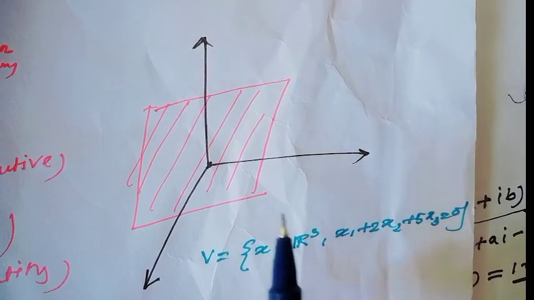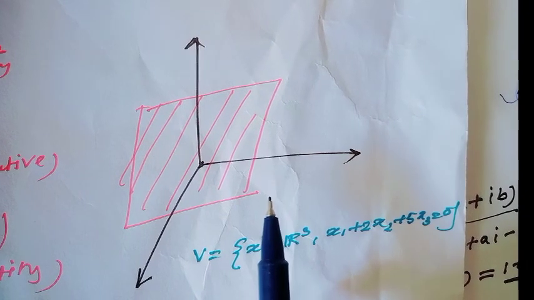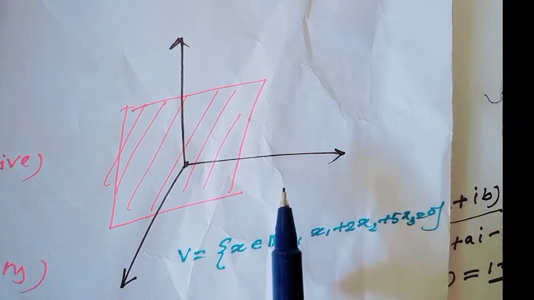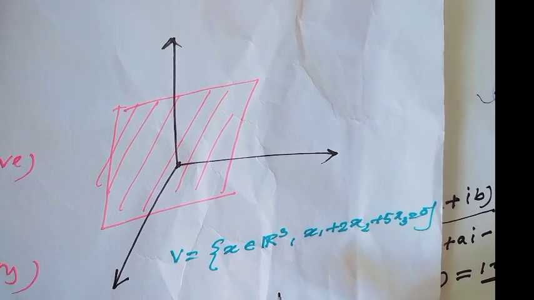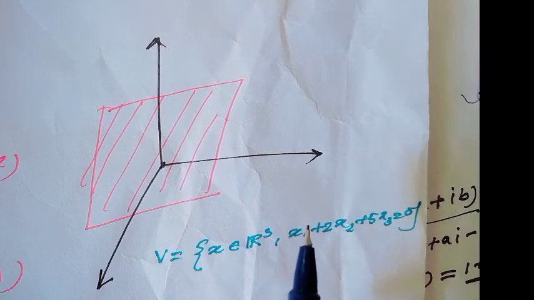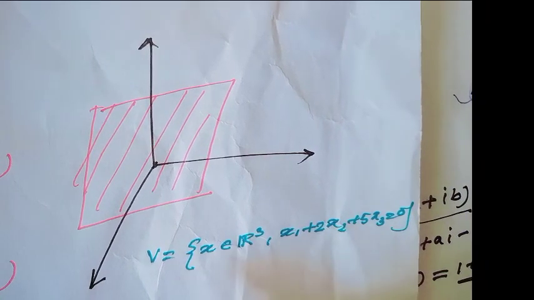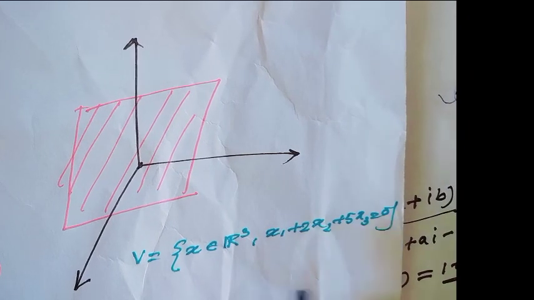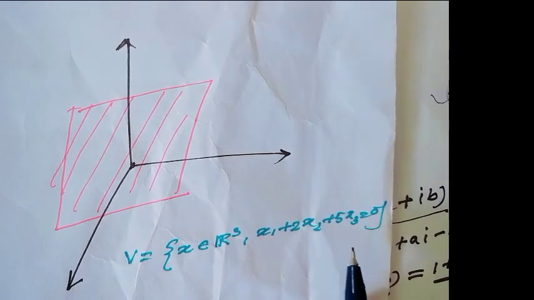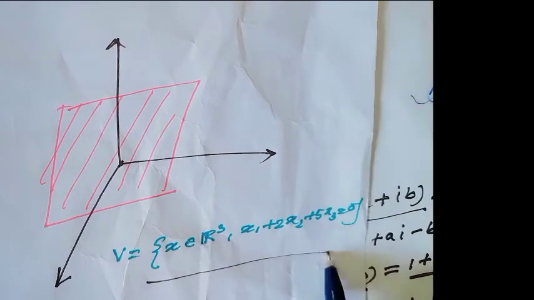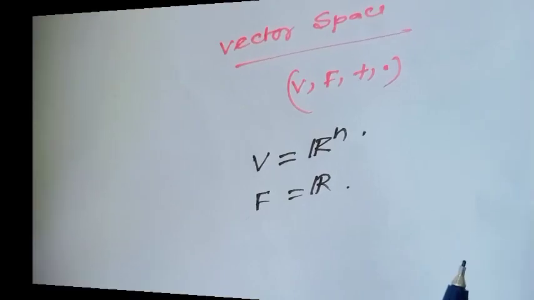Similarly, if we consider the set of those planes which pass through the origin, this is obviously a vector space. This will satisfy all axioms of a vector space. As an example, consider V equal to x belonging to R3 such that x1 plus 2x2 plus 5x3 equals 0. This is obviously a vector space. Let's see a couple of examples.